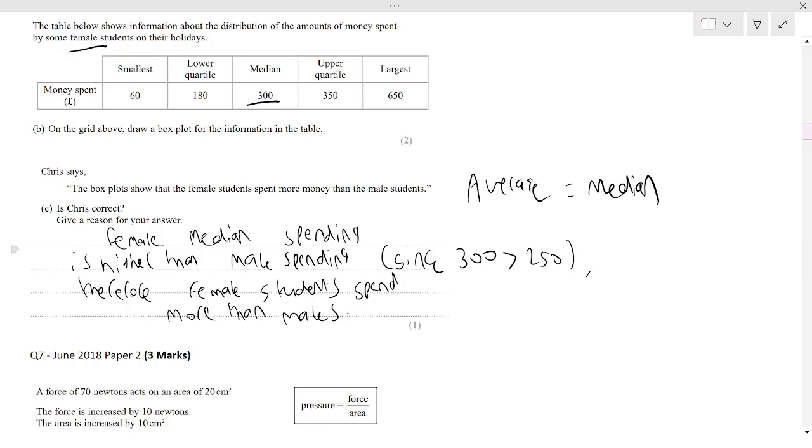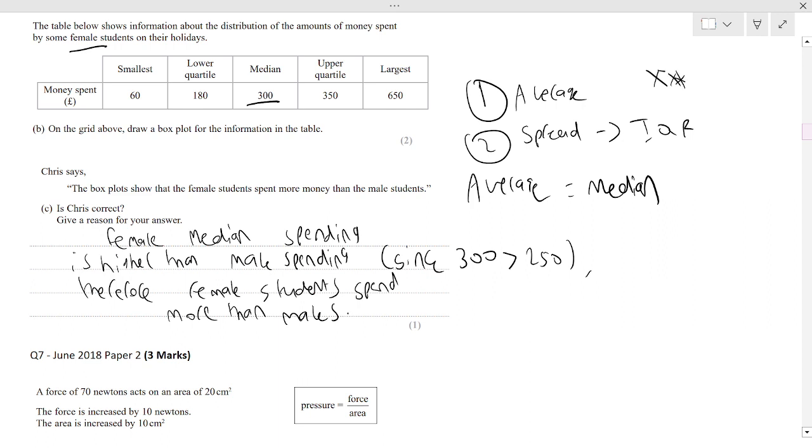So with these sort of explanation questions with box plots, you either need to talk about the average, which again is the median, or they ask you to comment on the spread. Now this time they didn't. The spread, like we did in part A, is the IQR. So if your box plot has a bigger interquartile range, that's telling you the data is more spread apart. So it's less clustered together.